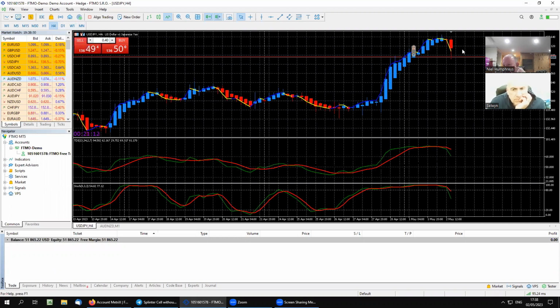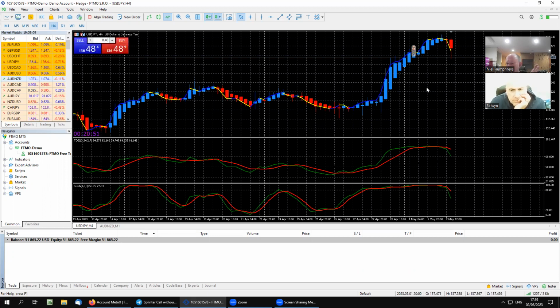With an H4 candle, if it's got a wick at either end, it's an indecisive candle. If it's only got a wick on the top, it's a bearish candle. If it's only got a wick on the bottom, it's a bullish candle. And that's all you need. That's all you go off.